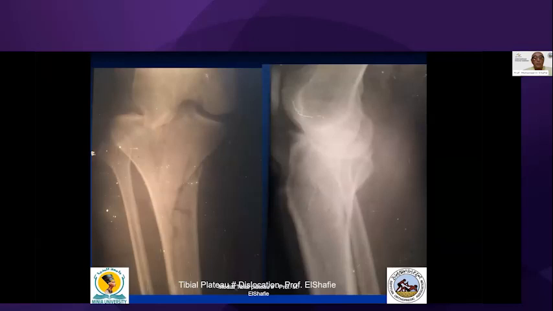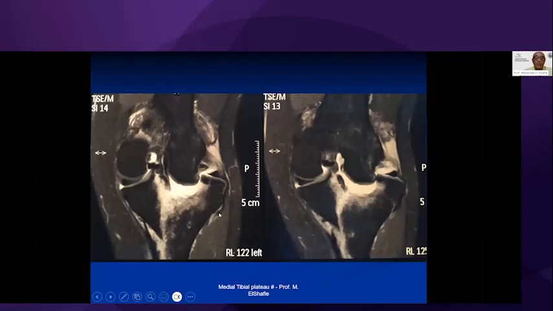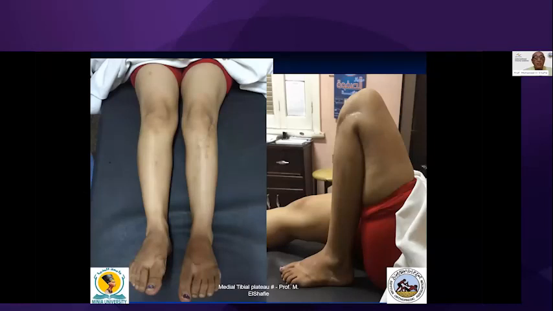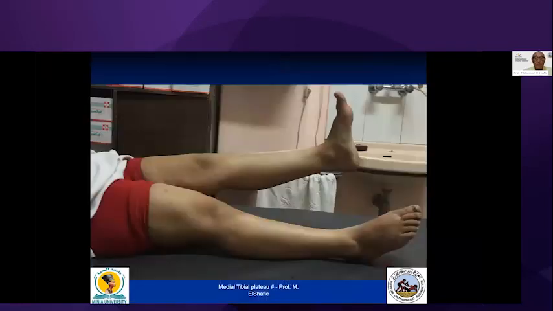Another case with much more grave displacement. The lateral tibial plateau with the tibia displaces and is locked lateral to the lateral femoral condyle. And this is well shown in the MRI. Again, fixation on the lateral side by a locked plate, with excellent result at 10 weeks: full range of motion and good power.